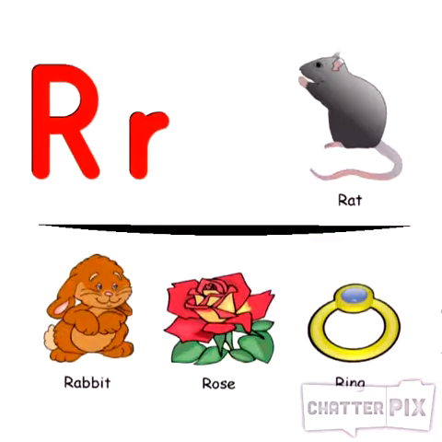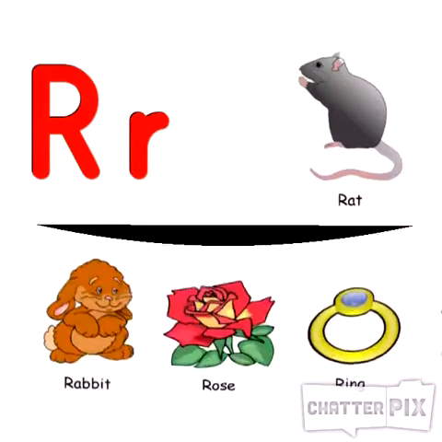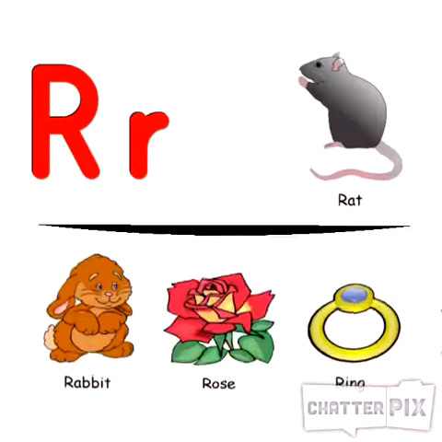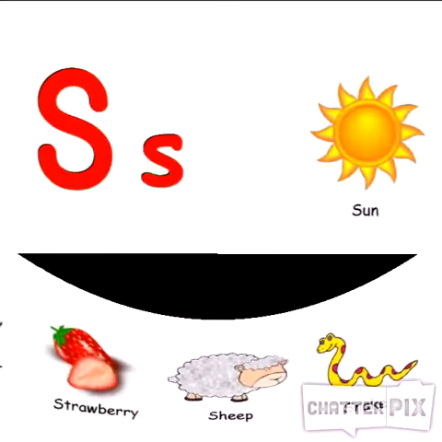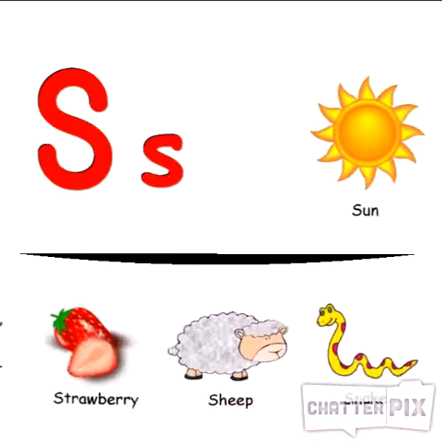R. Rat R. Rabbit R. Rose R. Ring, R. Children, next letter is letter S. And sound of letter S is S.